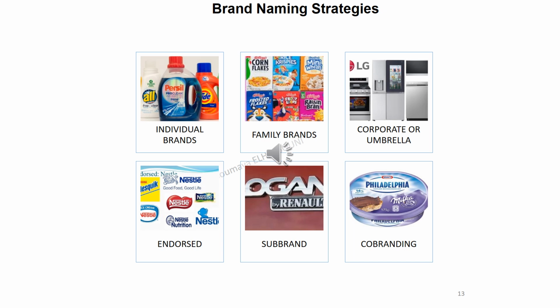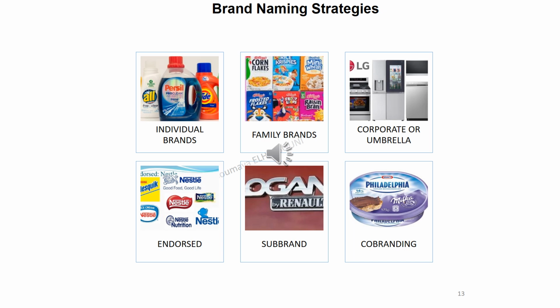But we must also mention that it is very costly to the company, because the company has to make branding efforts and marketing efforts for each one of its products. So it is very costly. As you will see, each one of these approaches has advantages and drawbacks. Okay, so let's move to the next one, which is the family brand strategy.